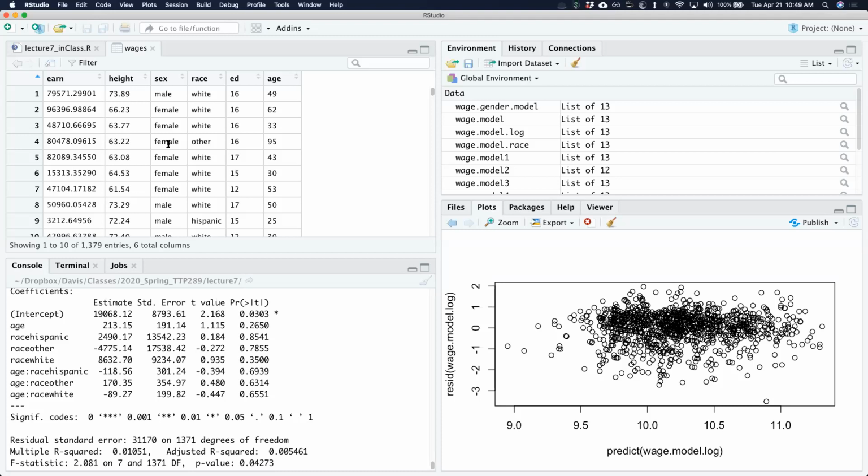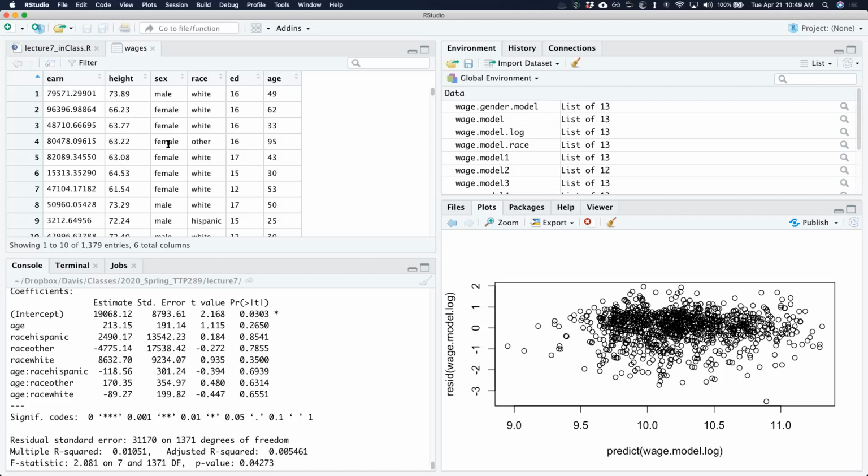So let's interpret the line for the other race. Tell me what the slope and the intercept would be for the other race. So the intercept, I would say, is 19,000 minus 4,700. Yep, exactly. And then the slope would be 213 plus 170. That's exactly right.